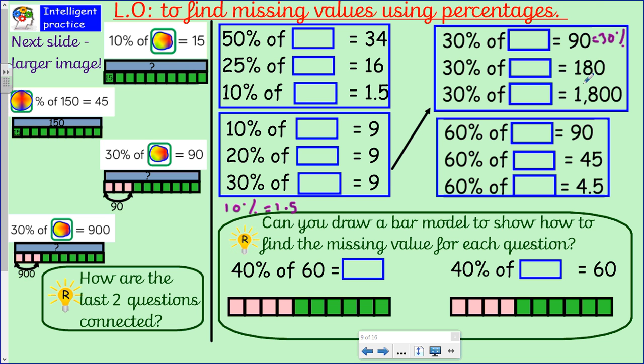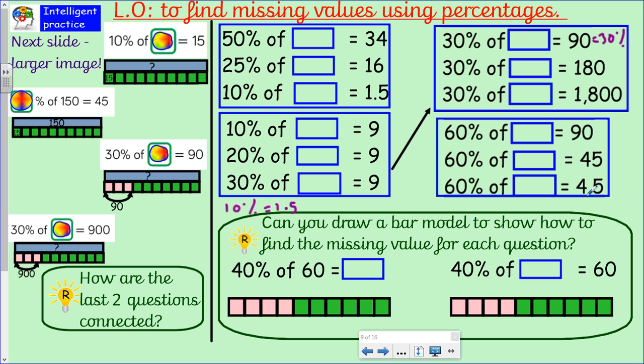180 is 30%. Find 10%. Find 100%. Same here. Now, please, come on. Look. Connections. 180, 1,800. 60% of something equals 90. 60% of something equals 45. So that means 60% is 45. Can you find 10% and go from there?